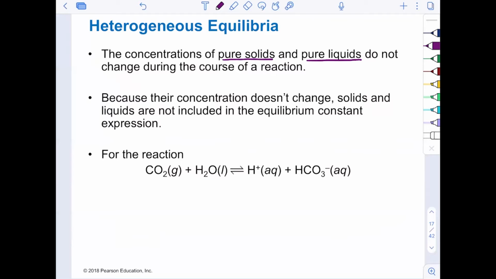So for the reaction of carbonation, carbon dioxide and water produce H plus and HCO3 minus, the equilibrium constant will not include water. The Kc would be H plus concentration times HCO3 minus concentration divided by the concentration of carbon dioxide.